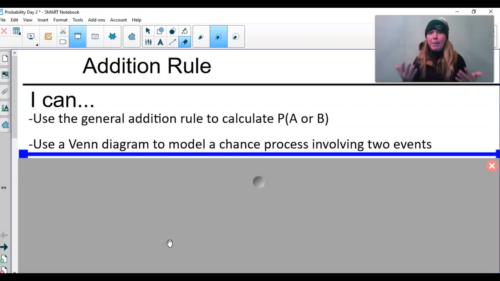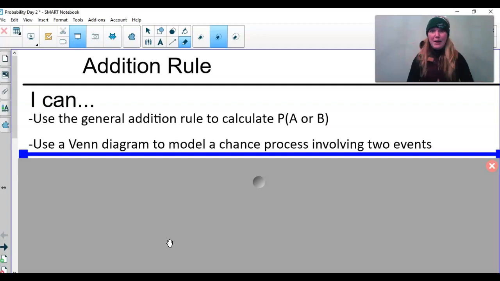Your goal of this lesson is we want to use the general addition rule to calculate the probability of A or B when things are not mutually exclusive. So we've already talked about if they're mutually exclusive, you just add them together. Same thing, we still add event A and event B together. But if they're not mutually exclusive, what's going to happen? There's something else that has to happen.